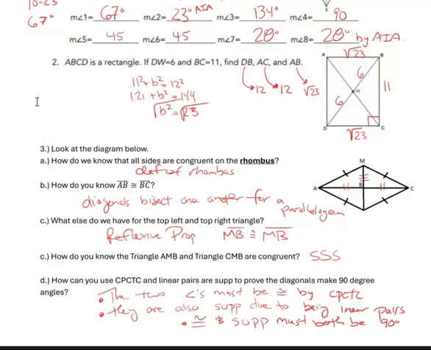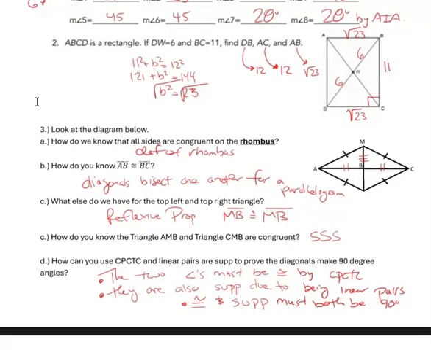Okay, next, number 3, look at the diagram below. How do we know that all sides are congruent on the rhombus? It's the definition of a rhombus, that's why. How do you know that AB is congruent to BC? AB is congruent to BC.